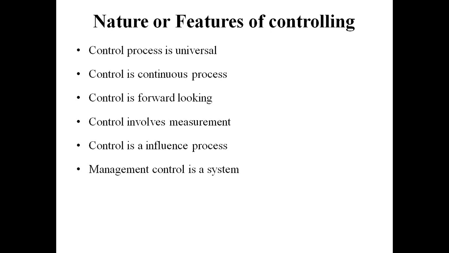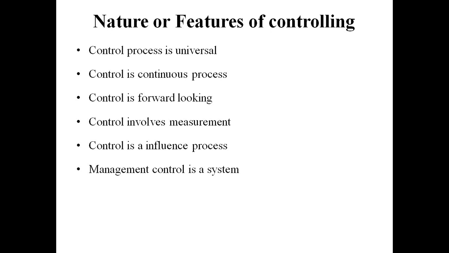Then coming to the second feature, control is a continuous process. As long as an organization exists, some sort of control is required. Because without controlling the activities performed by the organization, there will not be any chance for them to ensure the success of the organization or the attainment of the objectives of the organization in the planned manner.